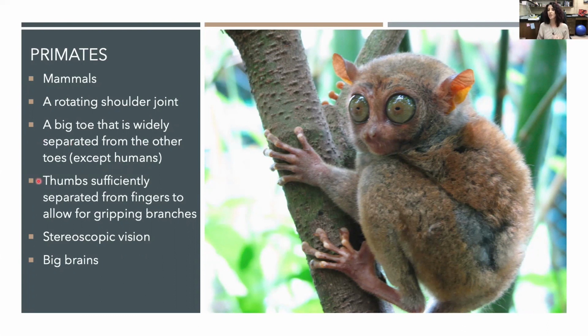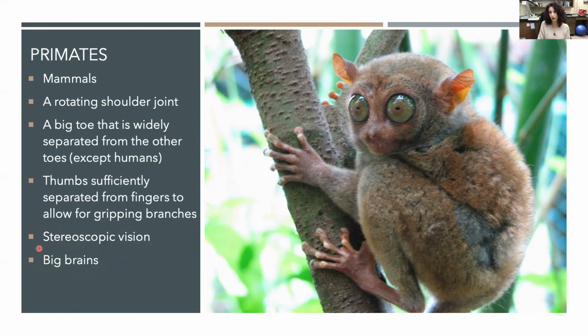Most primates have thumbs that are sufficiently separated from fingers to allow easy grasping of branches. They also have this feature of stereoscopic vision, with two eyes generating two different images and being able to compile those two separate images in the brain. And of course, that ability to have stereoscopic vision would necessitate a big brain. And indeed, primates, for their size, have a large brain compared to other mammals.